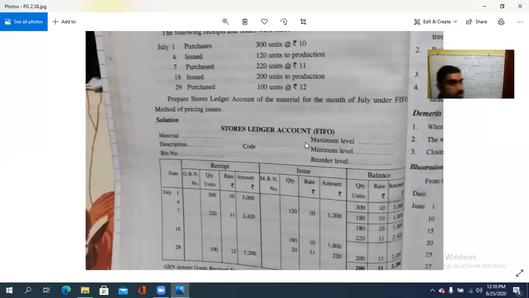So once again, I will explain to you. First, on July 1, 300 units at the rate of rupees 10, 3,000. So that is the closing stock or available balance now, on the same day 300, 3,000. Then next case, July 4, 120 units is issued to the production.